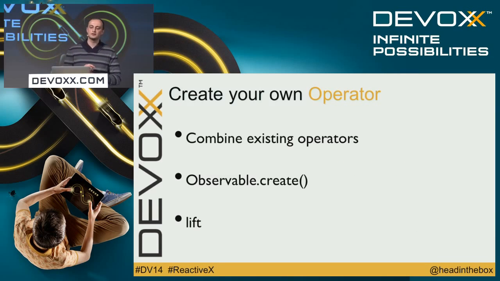Now let's look at how to create our own operators. Like I said, there are a lot of operators in Rx, more than 300, and there might be a use case in which we see a pattern that we keep using for these observables, and maybe we want to create our own operator.